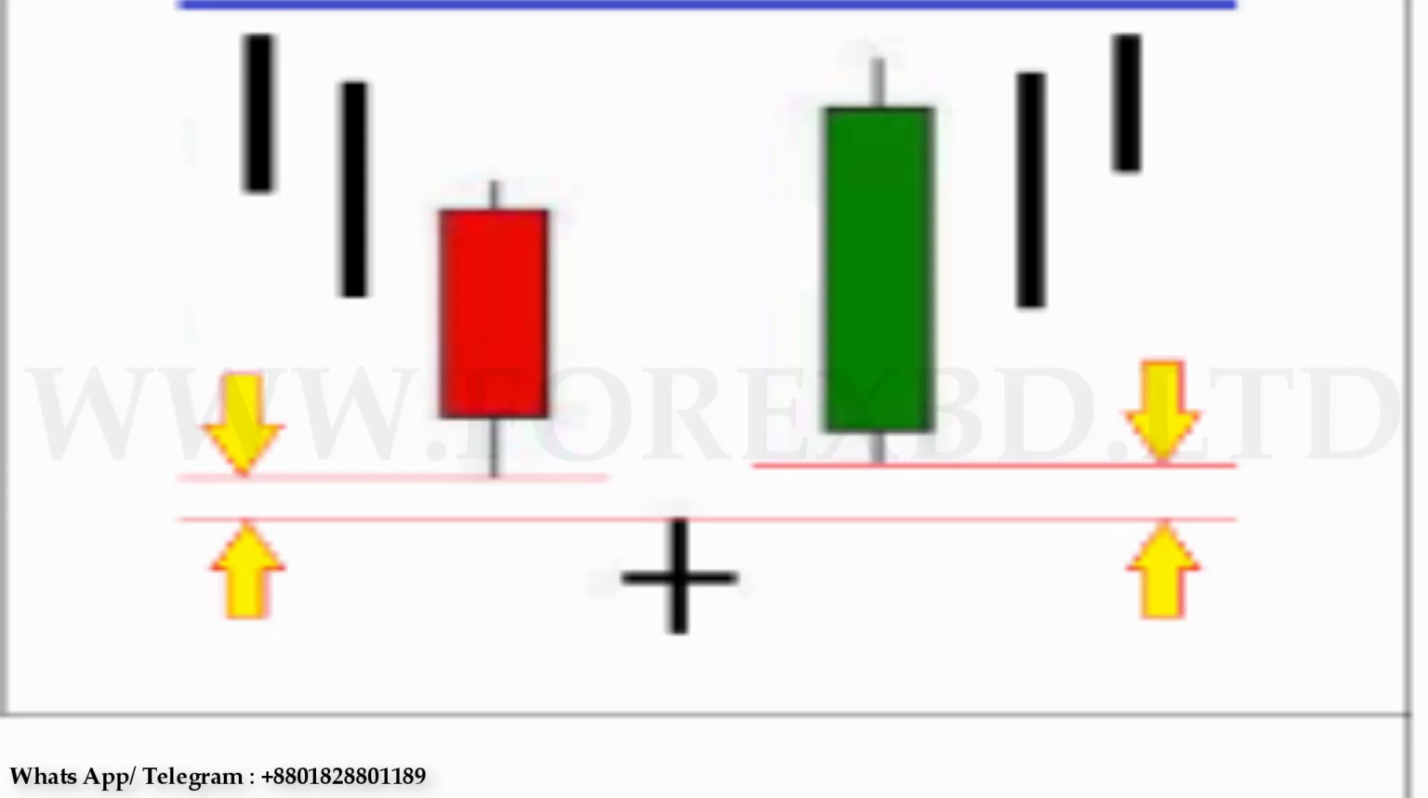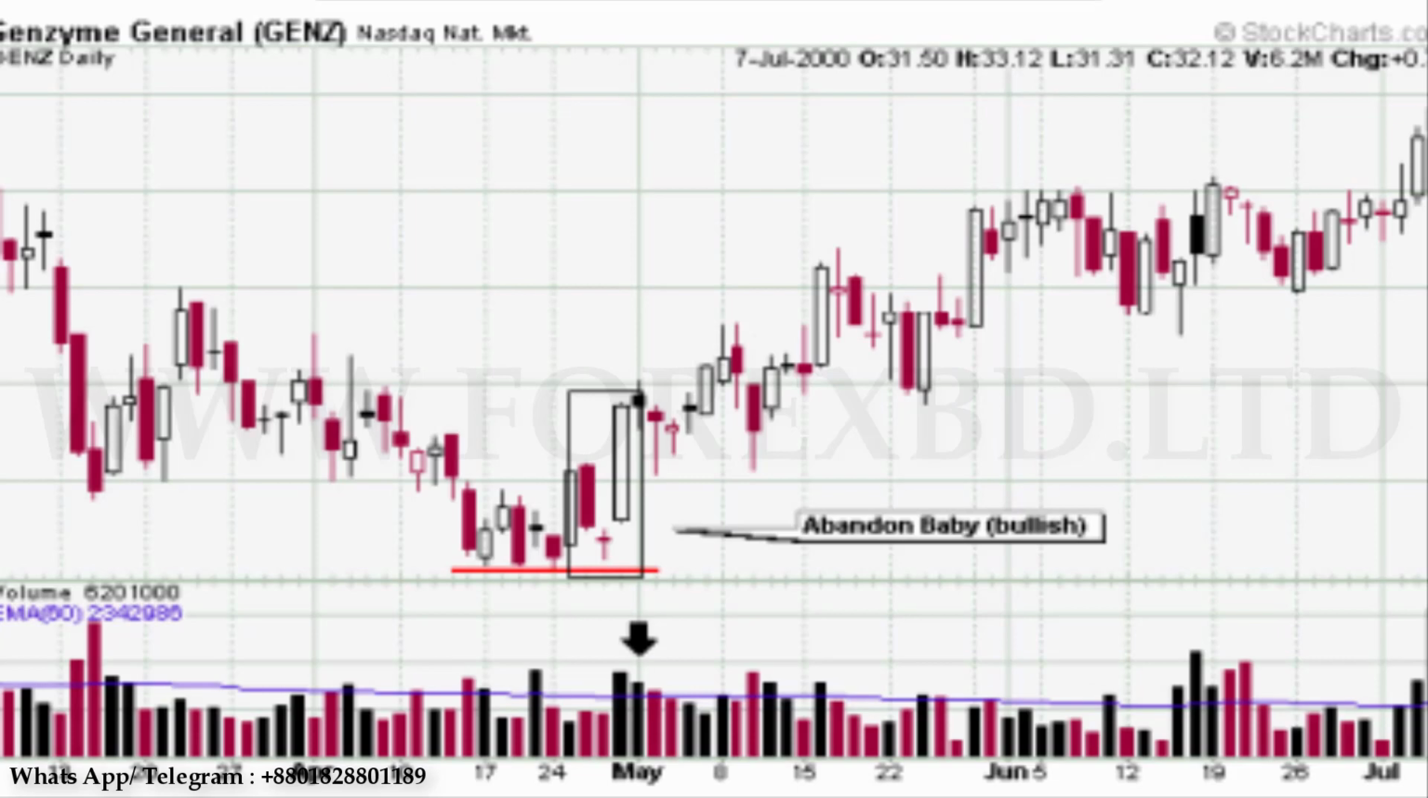Abandoned baby bullish. In a downtrend market, after a bearish candle, a doji is made below a gap, and if a bullish candle is made above the gap, then the doji candle is called abandoned baby bullish. This doji provides the uptrend reversal signal of the market.